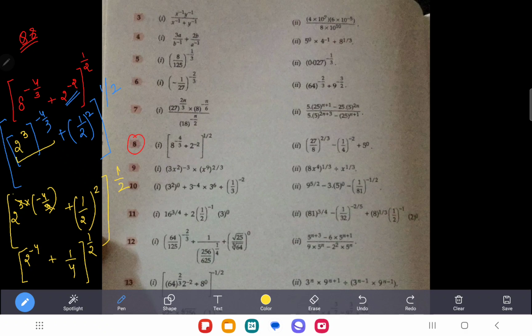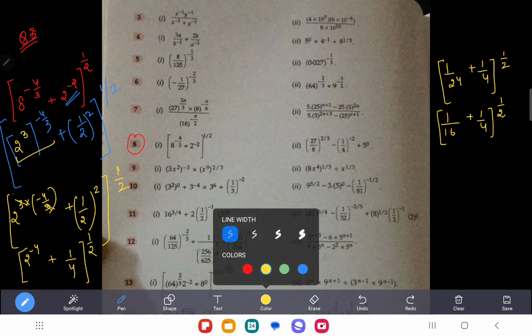Then what do you think we have? We have 2 raised to the power minus 4. So that would become 1 over 2 raised to the power 4, plus 1 over 4 raised to the power half. So that is going to become 1 over 16 plus 1 over 4, raised to the power 1 by 2. Yes or no?